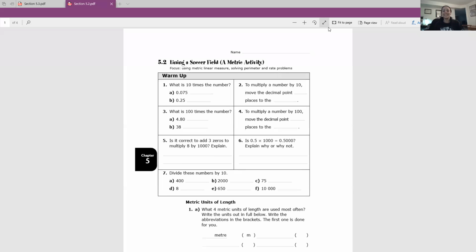Morning, everyone. Welcome to section 5.2. Today we are going to be lining a soccer field. Don't worry about the warm-up. Let's just get straight into the math.